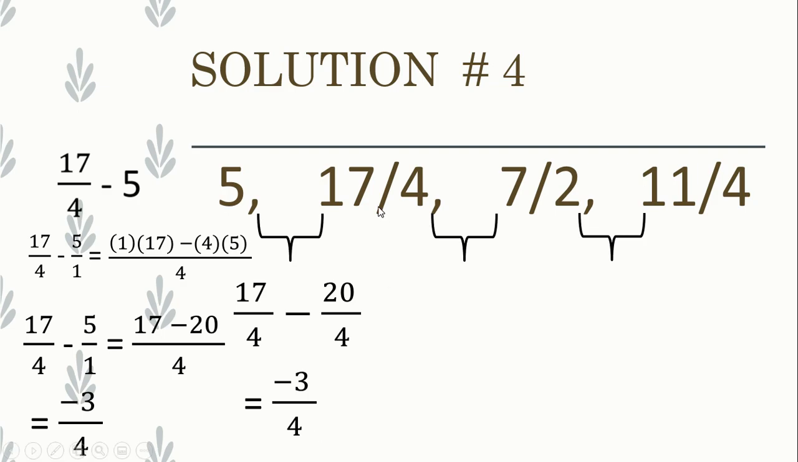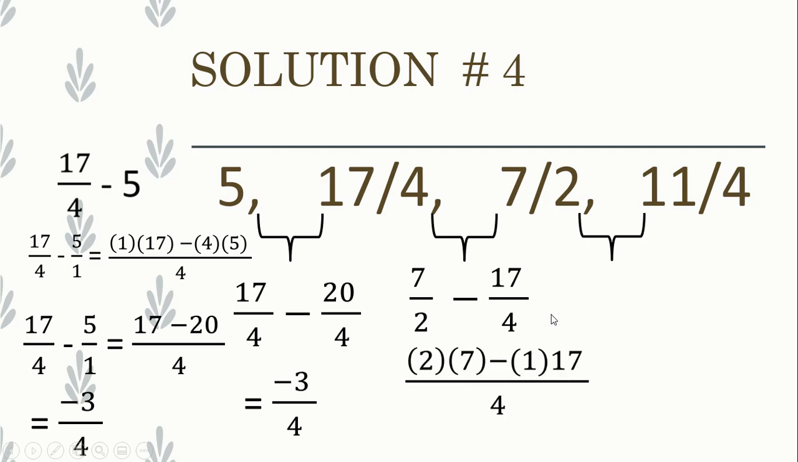The next two consecutive terms are 17 over 4 and 7 halves. The previous term of 7 halves is 17 over 4. By subtracting them, that is 7 halves minus 17 over 4. Again, we need to find the least common multiple of 2 and 4 to find the least common denominator. And what's the least common multiple of 2 and 4? That is 4 as well.